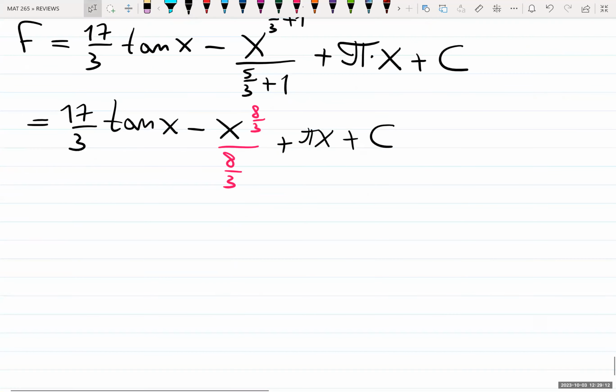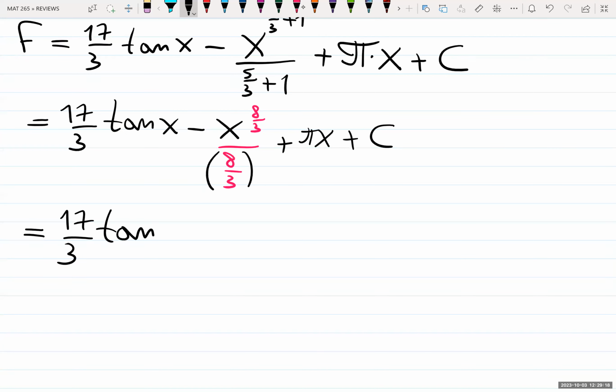And also it will be very hard to type this. You will have to use parentheses carefully. So I would again rewrite and type it in as minus 3/8, you multiply by the reciprocal, which means you flip it. It's a fancy way to say you flip the fraction. Plus pi x plus c. Then this is the answer.